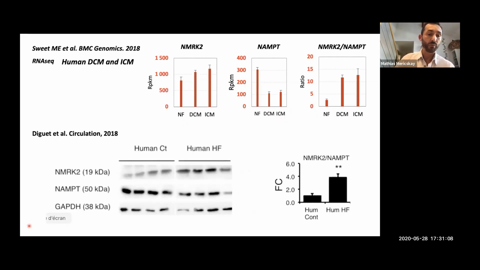And actually, our paper published 2 years ago in Circulation was in agreement with this more recent analysis that we have performed, because we had observed at the protein level an increase in NMRK2 protein and a decline in NAMPT protein in the human failing heart from patients with dilated cardiomyopathy. And so again, here at the protein level, there is a rise in the NMRK2 to NAMPT ratio in terms of biosynthetic pathways for NAD.